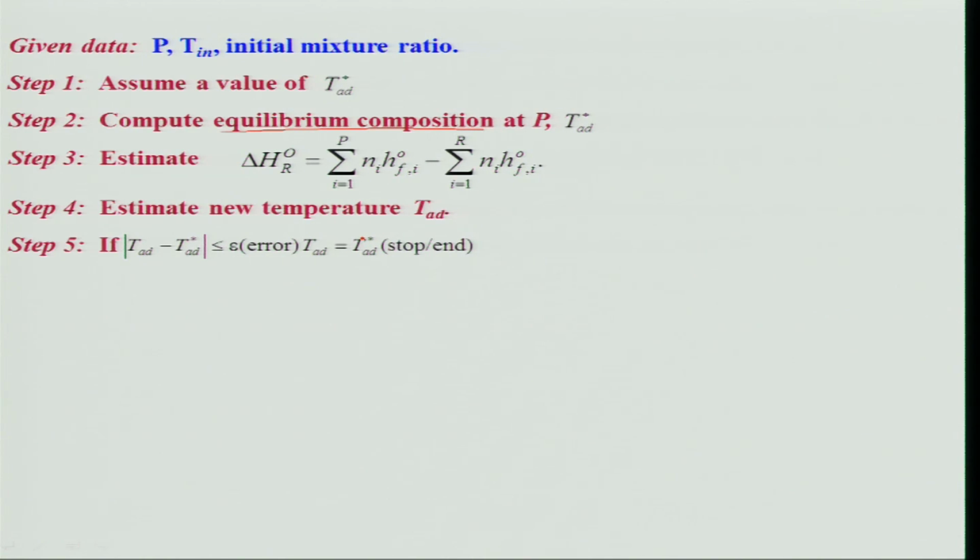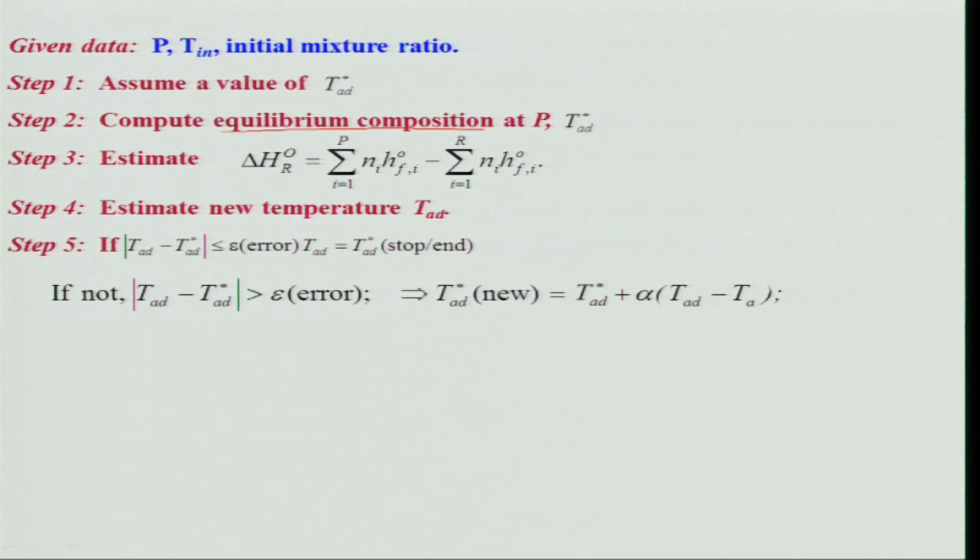the guess value, then you can stop, right. If we are happy with the error whatever it is coming, let us say 1%, 2%, 3% you can tolerate, then you can stop. But suppose you are not happy, like if T adiabatic star is greater than the tolerable error, then you will have to find out what will be the new guess value. That means, this T adiabatic plus alpha times (T adiabatic minus T adiabatic star) kind of thing.